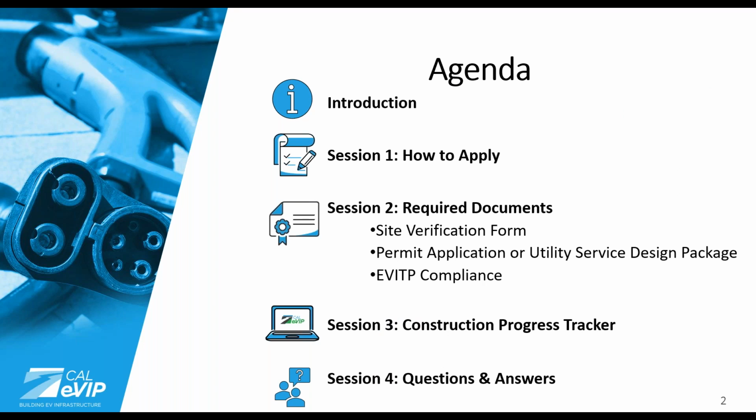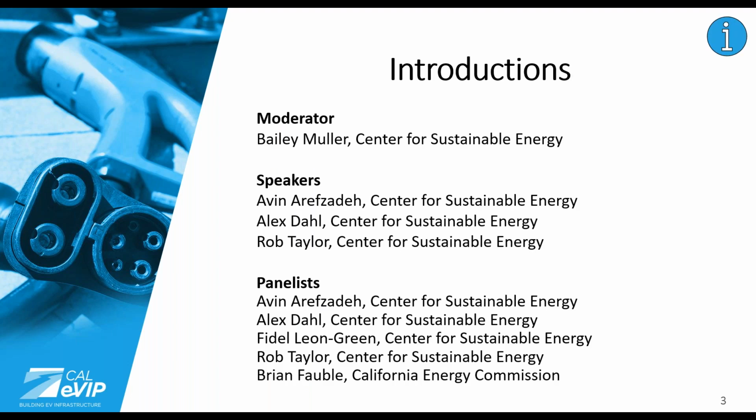As a brief agenda of what we'll be going over today, we'll be going over a general agenda, introduction of the Golden State Priority Project in general, and then get into the details of different sessions. Session 1 will be covering how to apply. Session 2, different required documents, including the site verification form, permit application or service utility design package, and the EVITP compliance. Session 3 will be covering our construction progress tracker, and then we'll be closing it off at the end for all questions and answers. Next slide.